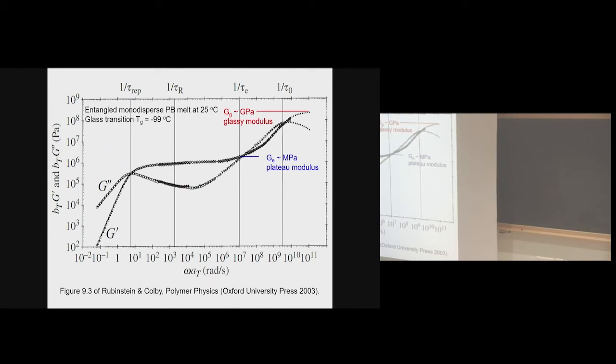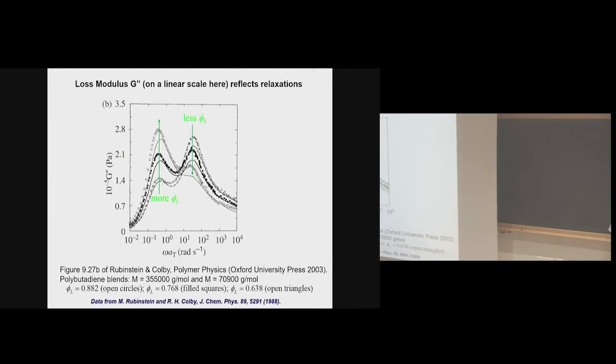So the loss modulus is telling us how much energy is getting dissipated. There's a big dissipation in the vicinity of the glass transition when monomers just start to move. And then there's another big dissipation at low frequencies where the whole chains are now starting to relax. So a nice way to look at that is with loss modulus on a linear scale.